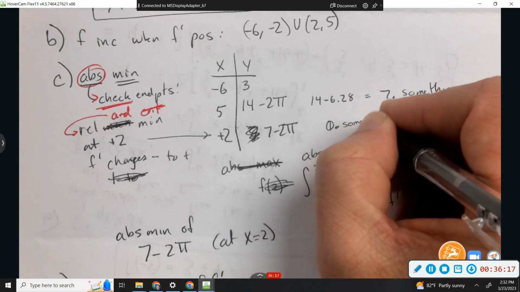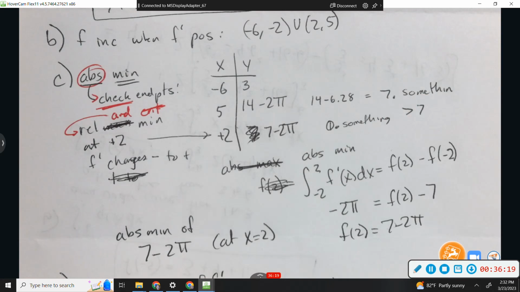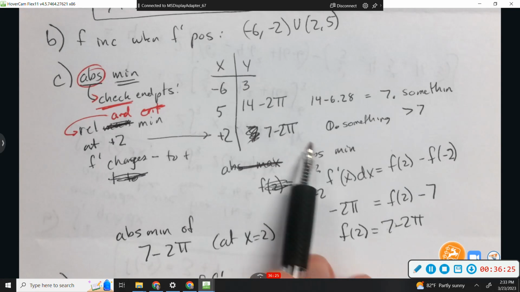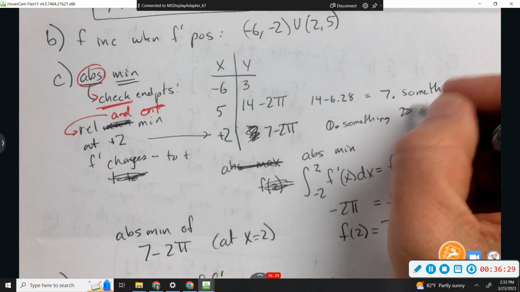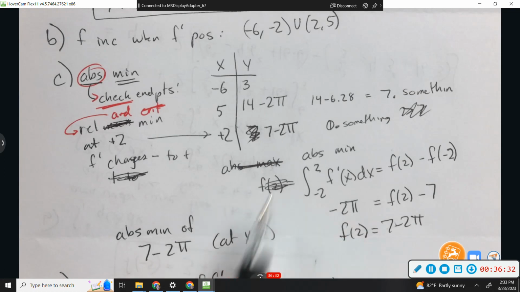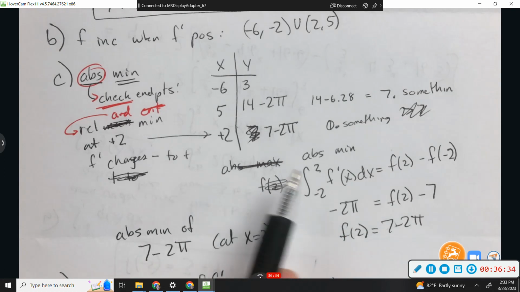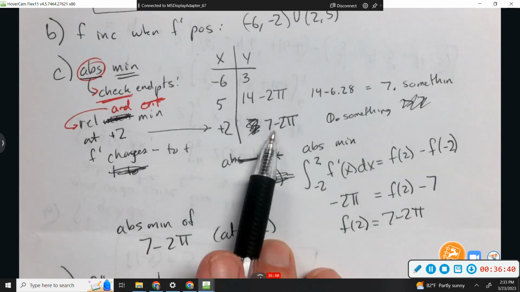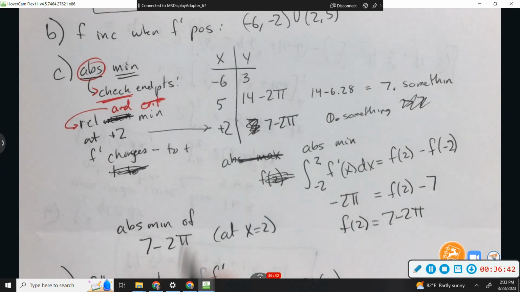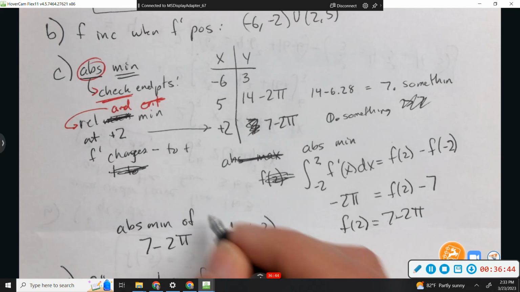And so, okay, 3's fine. 14 minus 6-ish is 7-ish. 7 minus 6 point something is 0 point something. You like my math there? So the smallest of those, and it's not really close, so I didn't have to actually do any decimal work. I did have to think about it a little bit. The smallest of those is 7 minus 2 pi. So that is the absolute minimum. It happens at x equals 2.